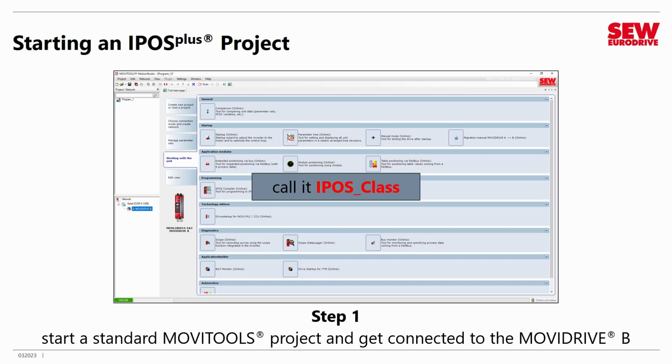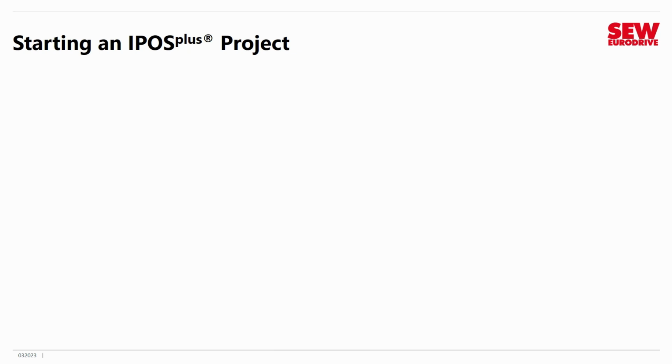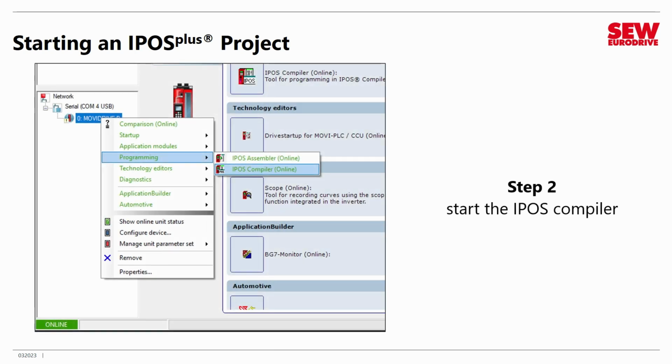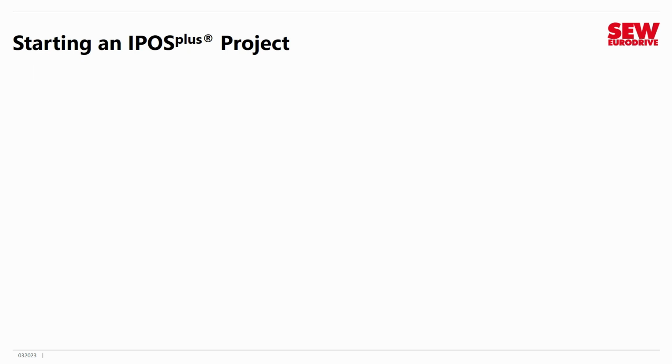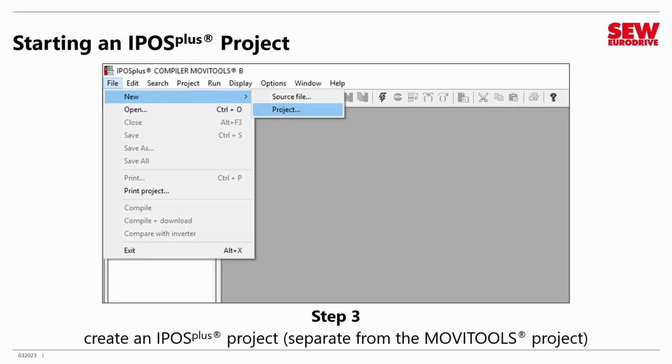All right, so once you've done that, you've got a MoviDrive project ready. Now we're going to drill down a little further and we're going to start the IPOS compiler. So you go to the VFD where it appears under the network, you right-click on its name, you go to the programming section of that pop-up box and you pick the IPOS compiler online. And that launches the compiler tool. And that will come up and look like this in a separate window.